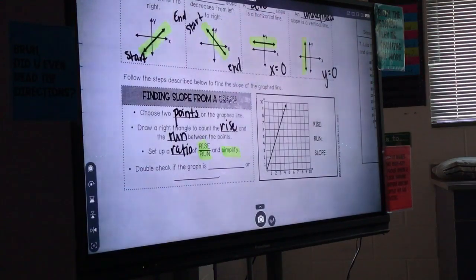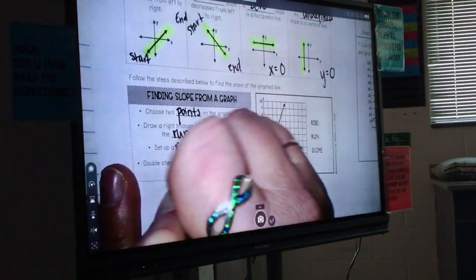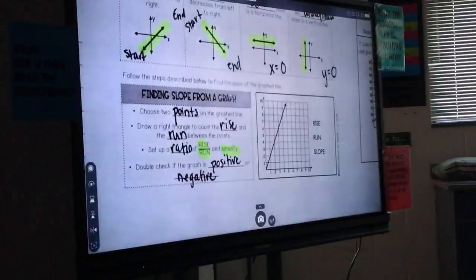All right, and then you double check if the graph is positive or negative. How do we know it's going to be positive? How do we know that it's going to be positive?